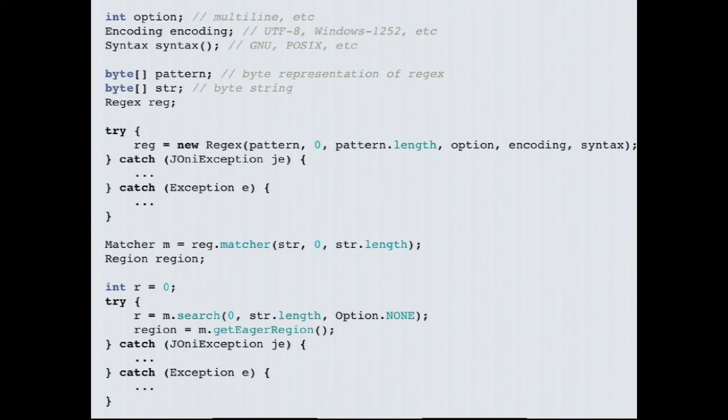Create a new regular expression with the pattern, the options, encoding and syntax. And from here on out, it's pretty much like java.util.regex usage. We get a matcher based on a string, and we specify what range of bytes in that string we want to work against. And then we do our matches, our searching, and pull regions out of it to get different groups that we've matched. Very simple and much better than java.util.regex for us.